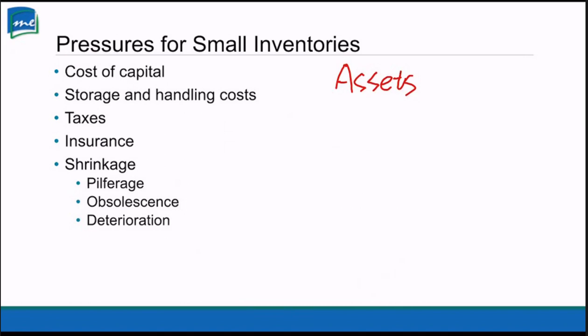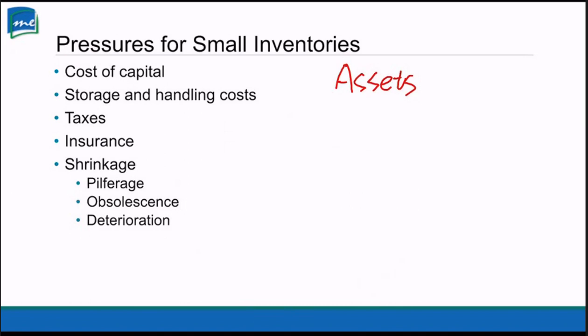And for the storage and handling costs, the taxes and the insurance, we can understand it in a simple way. Because you keep a lot of inventories, you need to spend more to hold them, to pay for the tax and to pay for the insurance. So this is also the reason why companies want to keep small inventories, because it may help them save money on holding, taxes, and insurance.